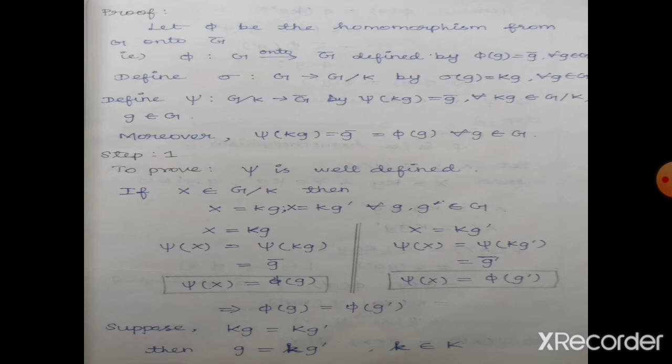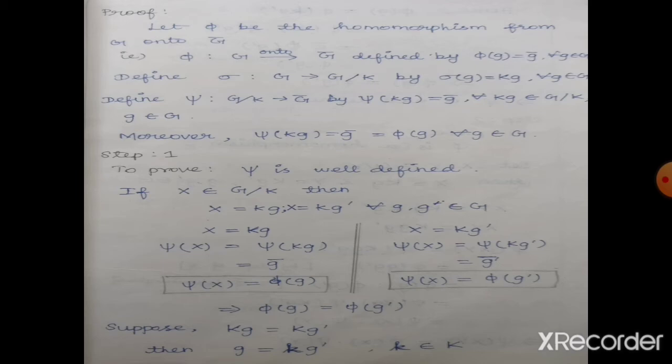We have to prove that psi is well defined. So we have to take an element from G by K, because psi is from G by K to G bar. So take the element X belonging to G by K. Then in G by K the element is of the form Kg. So consider X equal to Kg as well as X equal to Kg dash, where g, g dash belong to G. For the first one, on the left hand side, X is equal to Kg. On both sides we apply the mapping psi: psi of X is equal to psi of Kg. By our definition, psi of Kg is equal to G bar, and G bar is equal to phi of g. So psi of X is equal to phi of g.